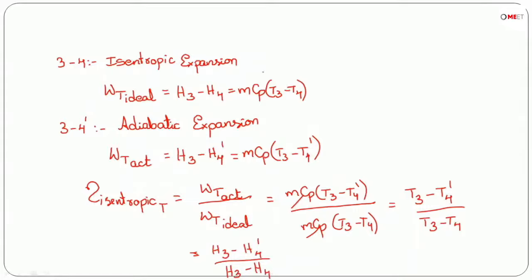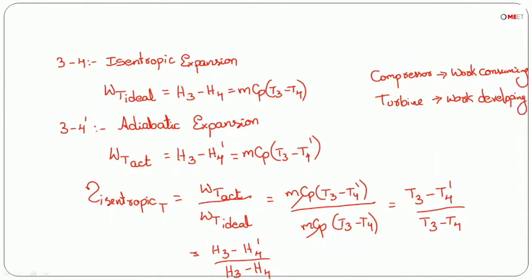See, turbine is a work producing device. So compressor is work consuming device and turbine is work developing device. See, ideally the turbine should develop more work, but practically due to some losses, the work that is developed by the turbine will be lesser. So that's why actual work will be less than the ideal work. So that is the reason we need to consider like this.